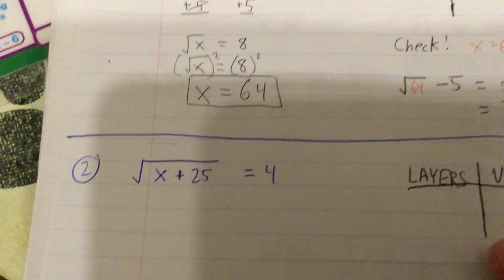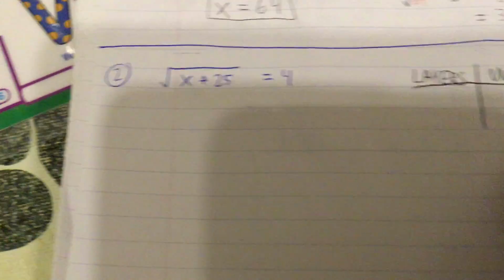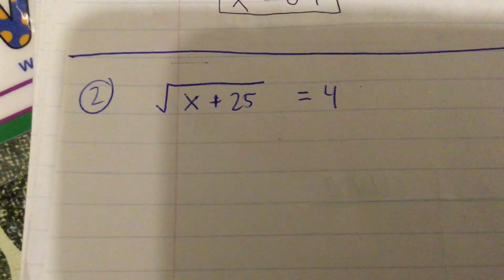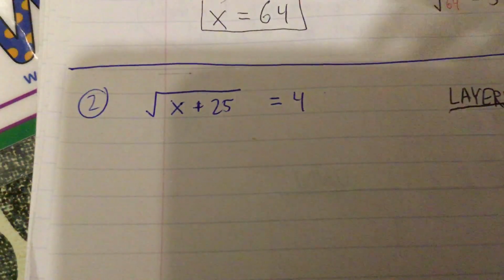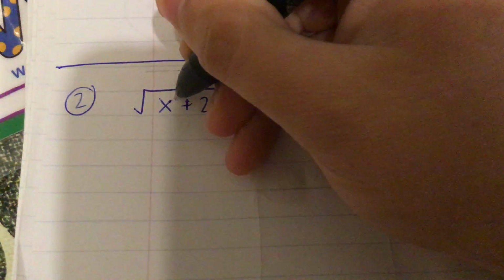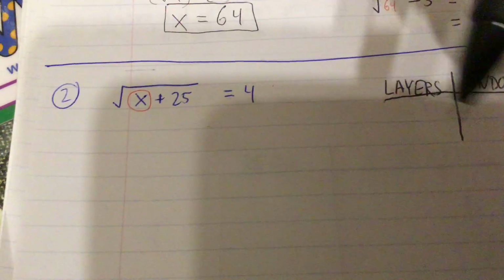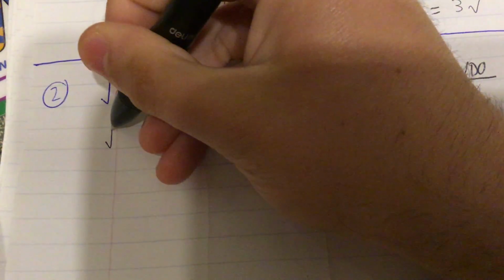Okay, problem number 2 is a little bit different. Once again, square root of x plus 25 is equal to 4. So when I see an x and all these radicals and rational exponents, I'm going to put a big old target on x.